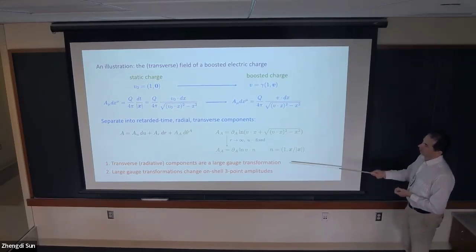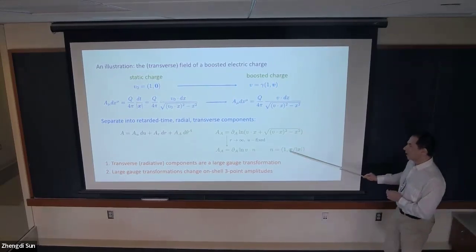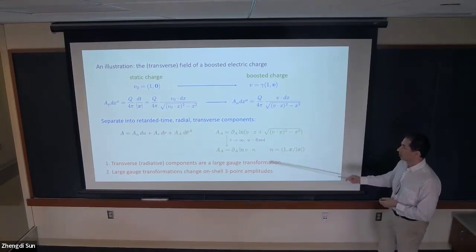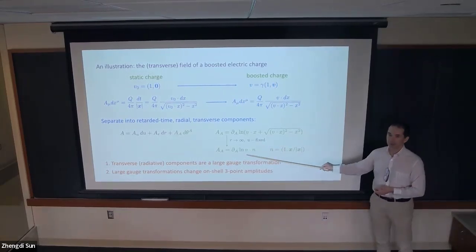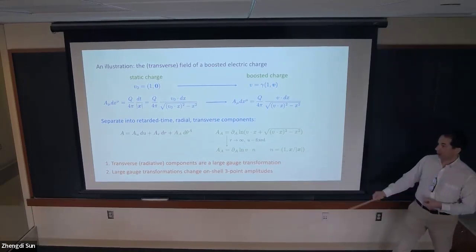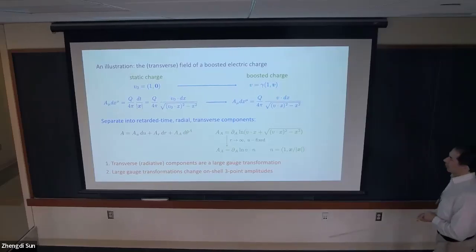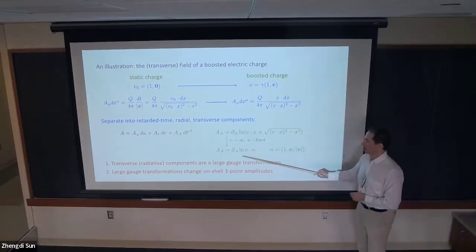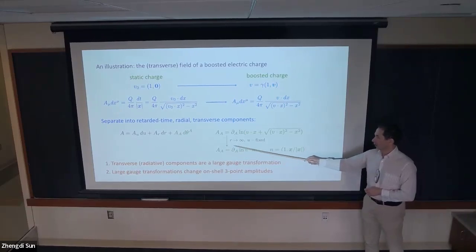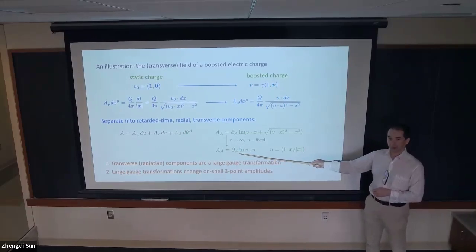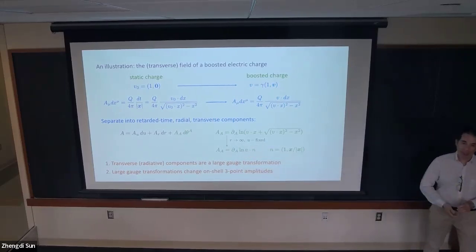except that everything is on shell. So this is an illustration of what I meant. We have a 3-point amplitude, which is given by this, and happens to also be a gauge transform. And not only that, but this is not any old gauge transformation. It's a gauge transformation that does not fall off at infinity. It has no radial dependence. It only has angular dependence.